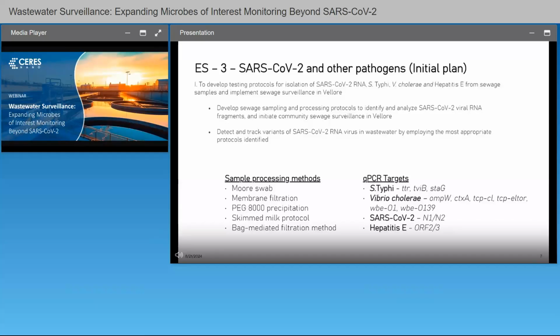Initially, we started out by looking at these particular qPCR targets: 3 targets for Typhi, 6 targets for cholera, 2 for SARS-CoV-2, and we zeroed in on 1 for hepatitis E. For sample processing methods, we went with Moore swab, and for grab sample methods, we were going to test membrane filtration, PEG, skim milk protocol, and bag-mediated filtration method. So this was our initial plan.